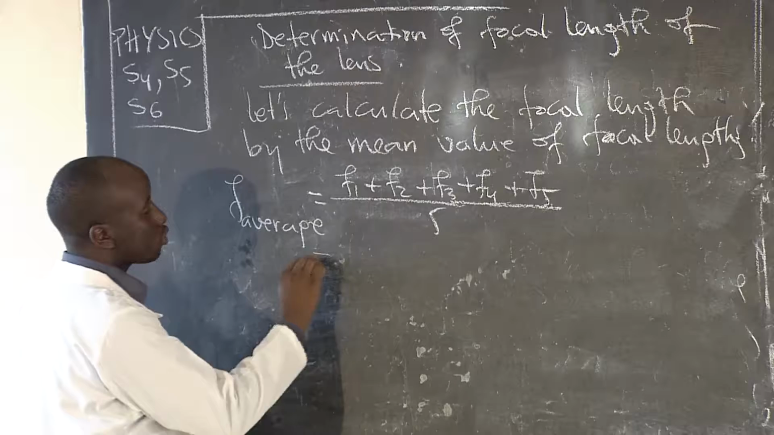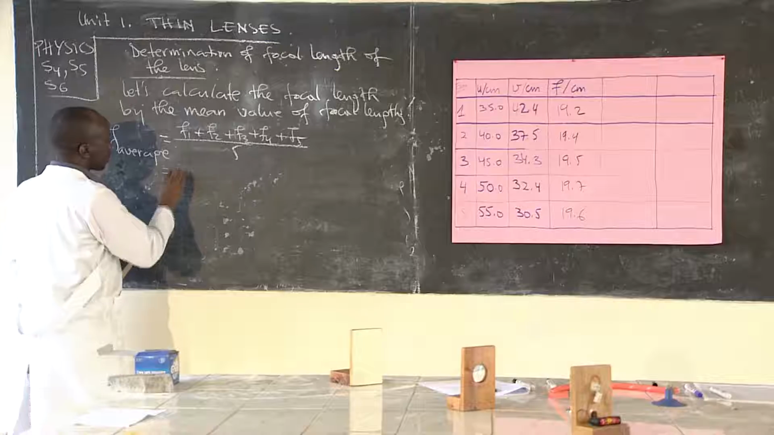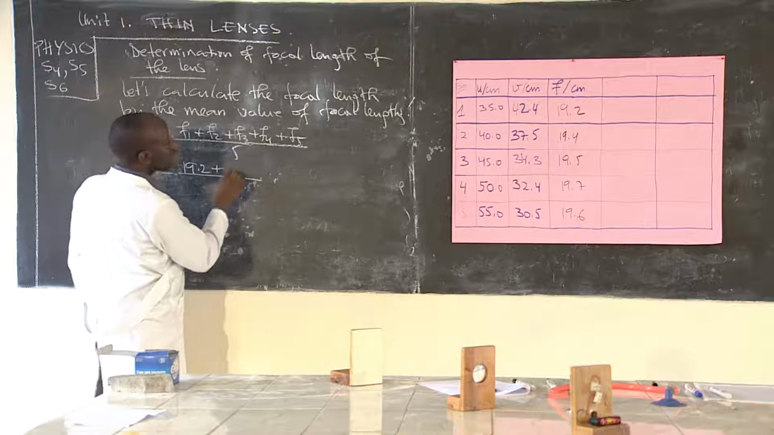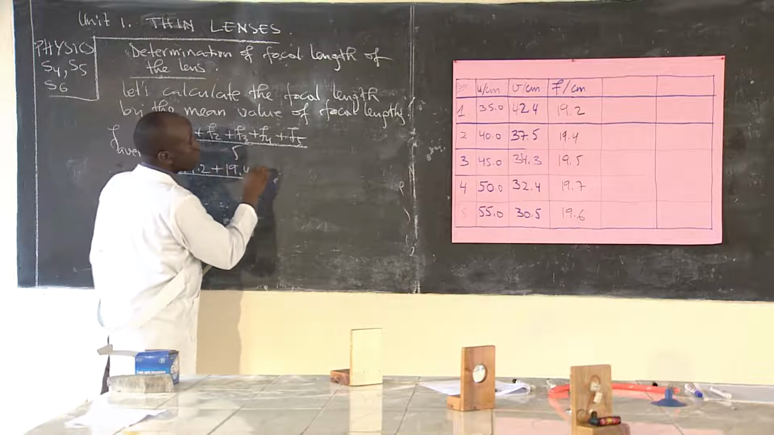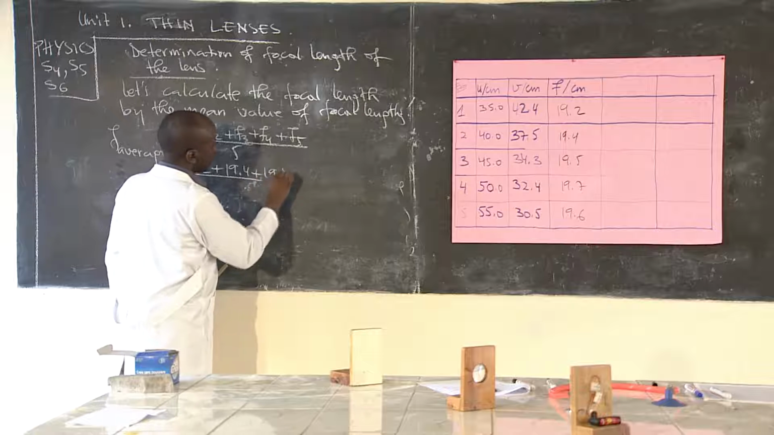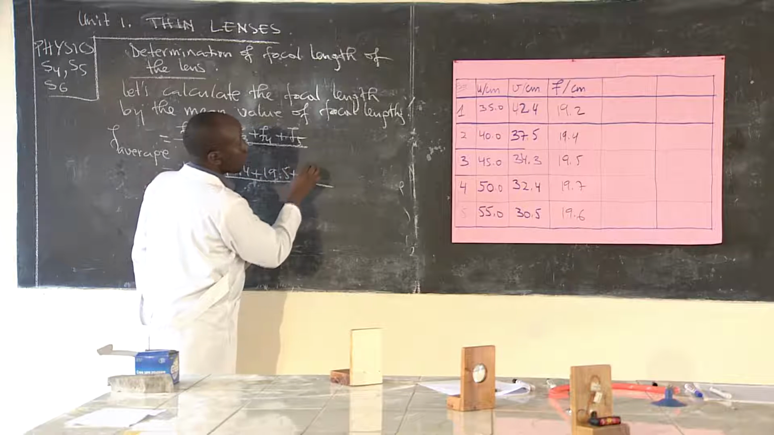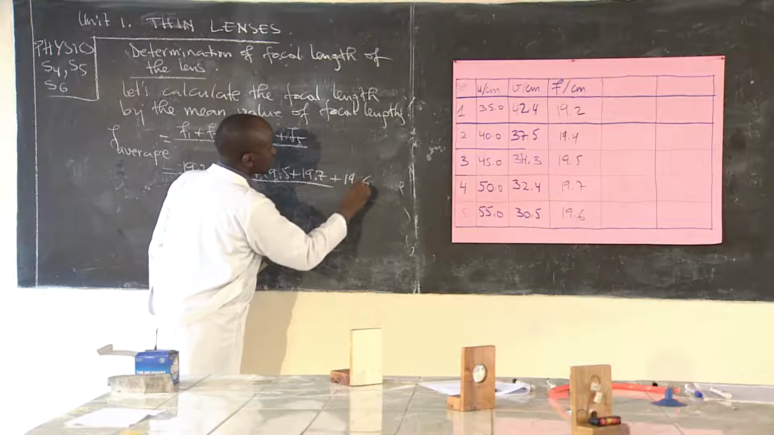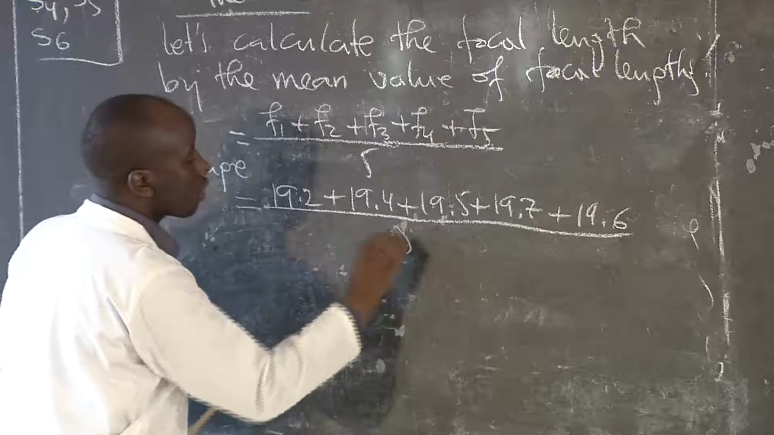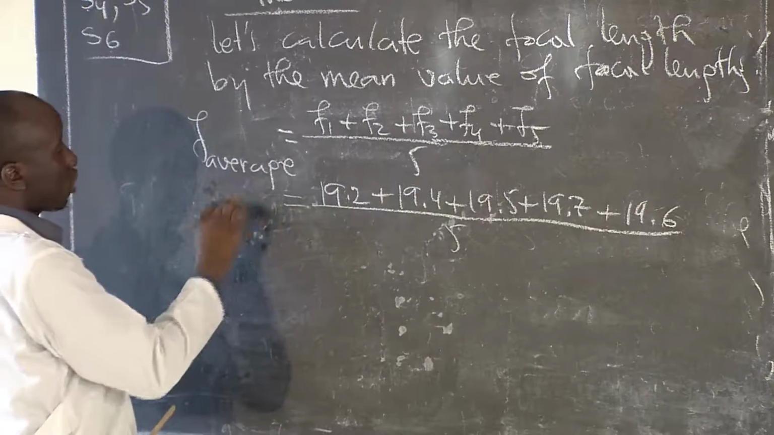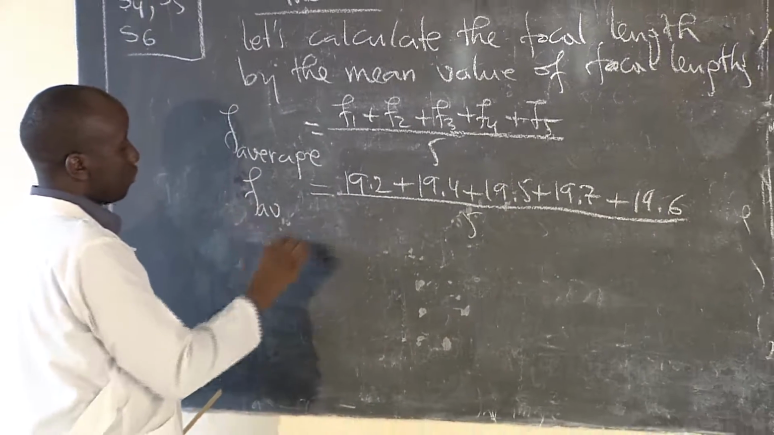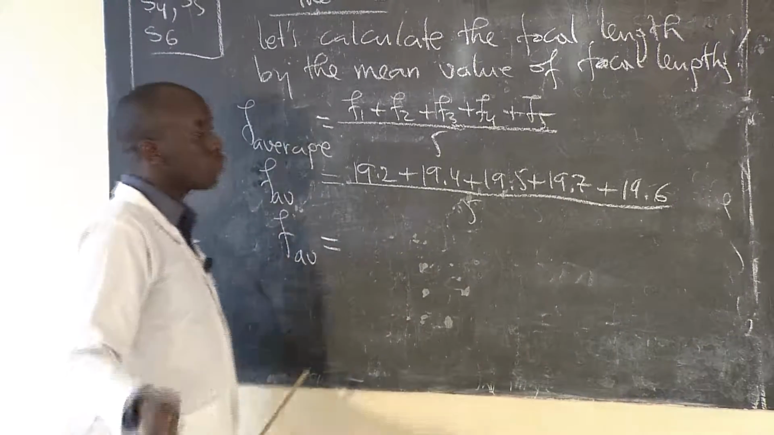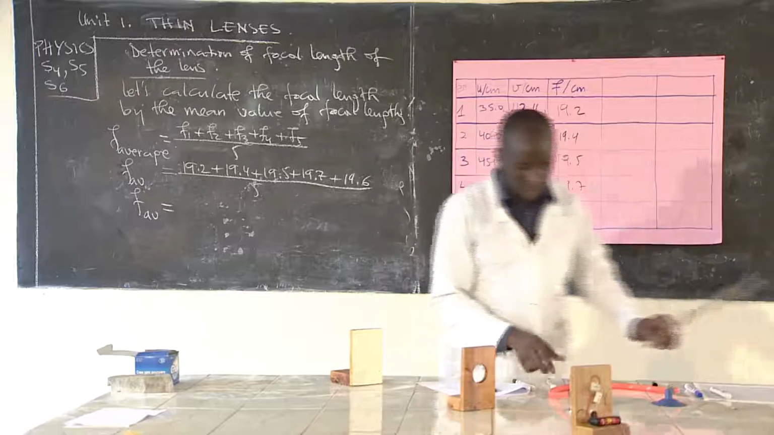And then we substitute the values that we have, that is 19.2 plus 19.4 plus 19.5 plus 19.7 plus 19.6. And then this is divided by 5. So this is the average focal length. And that average focal length will now be equal to, let's use the calculator and we find.